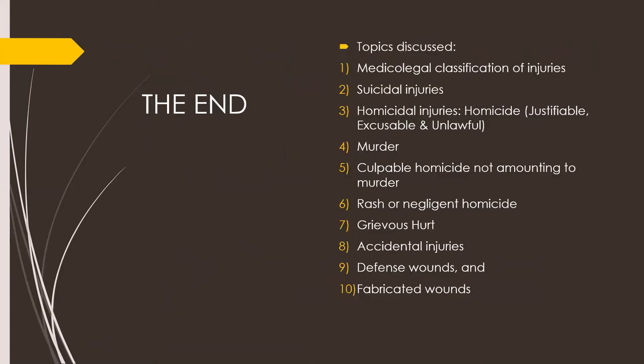So we are ending the discussion here. The topics discussed today are the medico-legal classification of injuries, suicidal injuries, and homicidal injuries. We have explained homicide, justifiable homicide, excusable homicide, and unlawful homicide, and two types of unlawful homicide, culpable homicide not amounting to murder, and amounting to murder. Then the rash or negligent homicide, grievous hurt, accidental injuries, defense wounds, and fabricated wounds.